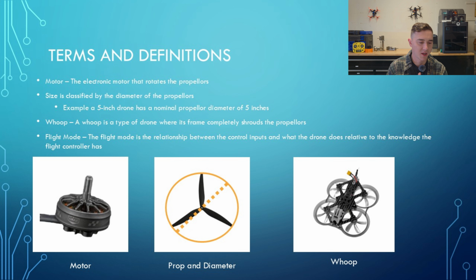And then flight mode. Flight mode is the relationship between the control inputs and what the drone does relative to the knowledge that the flight controller has. We'll get into those. Generally, there are going to be three: acro or air, level, and horizon. Most of your time will be spent in acro or level, or angle.